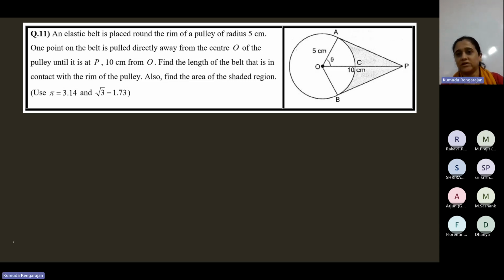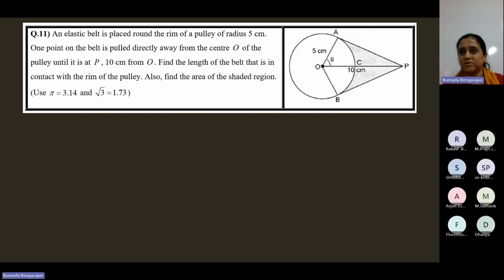So I'll just explain this figure to you. The circle with center O represents a pulley. The pulley, the circular one, which is also used to draw water from the well, the one which is fixed on the top, and the rope passes through the pulley, right? So that's a pulley there. And there's an elastic belt.